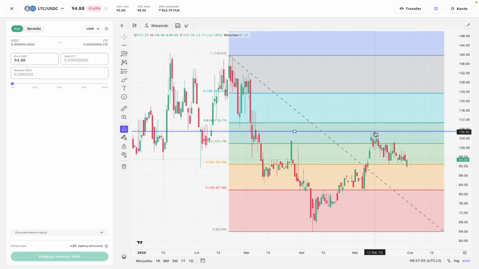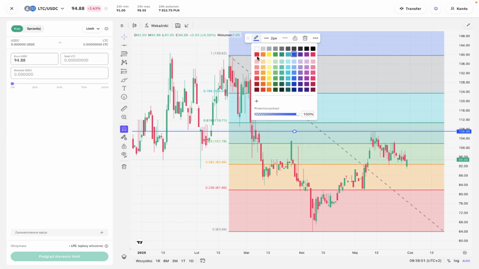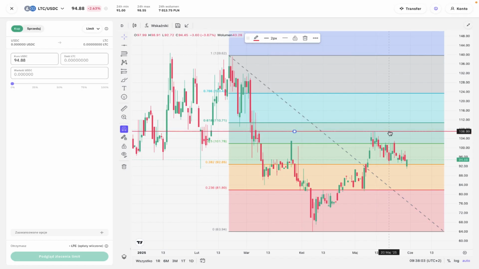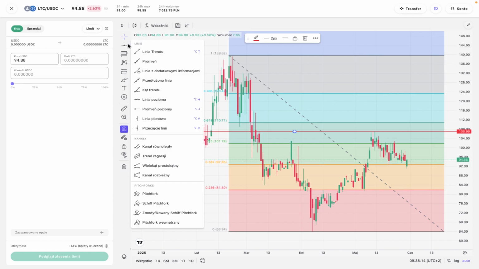technical resistance level 106.99, so 107. So that's the technical resistance. This is the technical resistance that we need to violate in order to move towards the 61% Fibonacci retracement, which is located at 110.71. For now, however, as you can see, the market is moving lower.